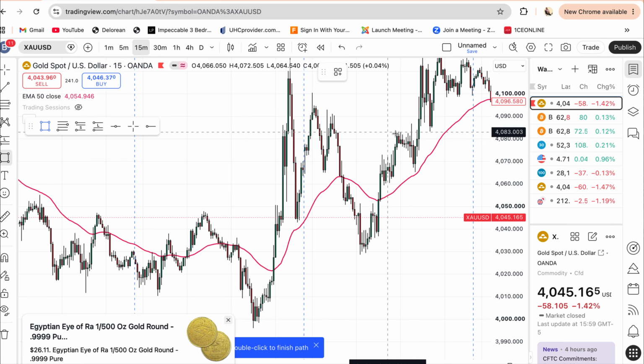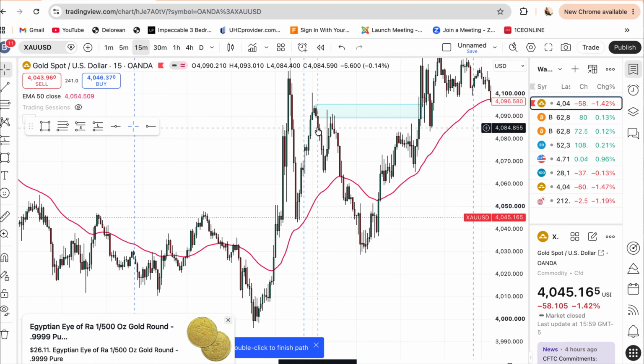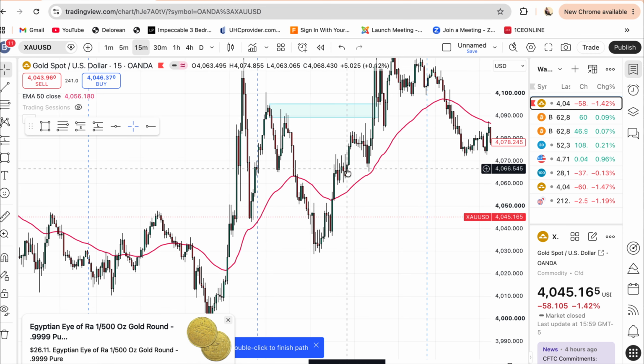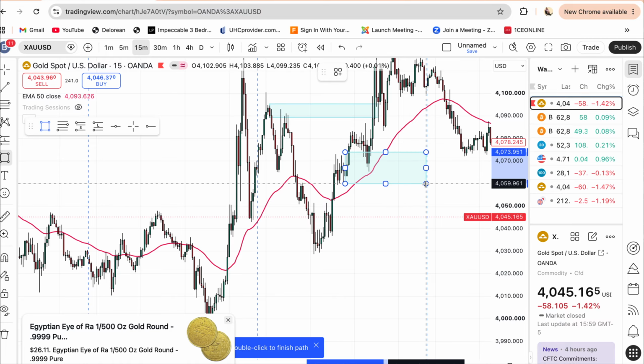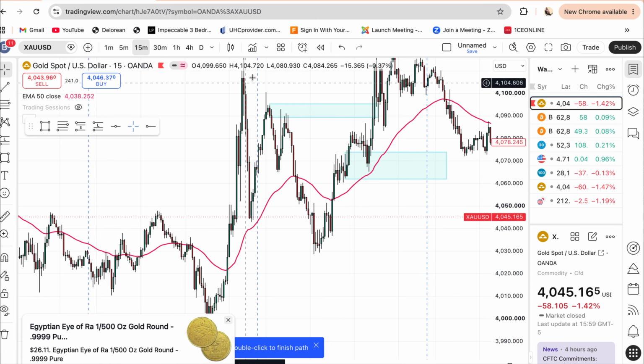Here's an example right here. It's going to be the last opposite candle before whichever kind of move it is. If it's a down move, you're going to look for the last up candle, the whole body to the wick of the last up candle. But if it's an up move, like this one, you're going to look for the whole body of the last down candle. So when you see these aggressive moves, you're going to look for the pullback, and then next we'll talk about how to get in.